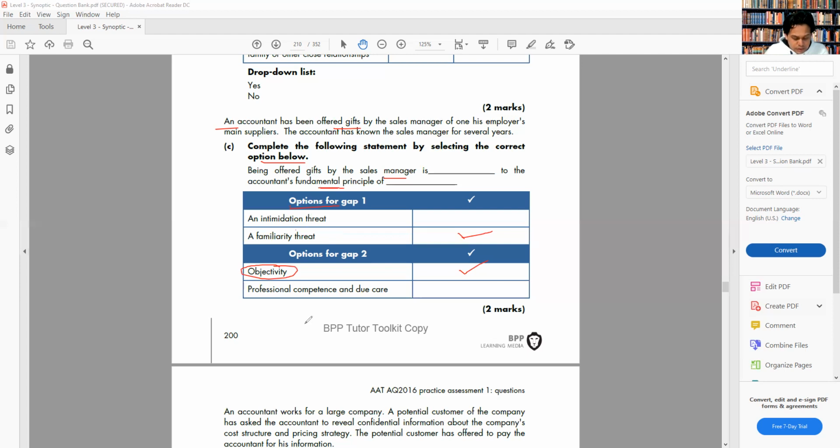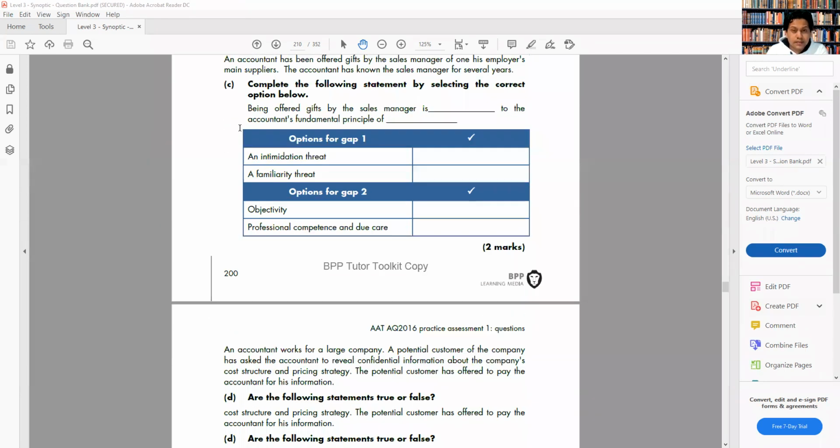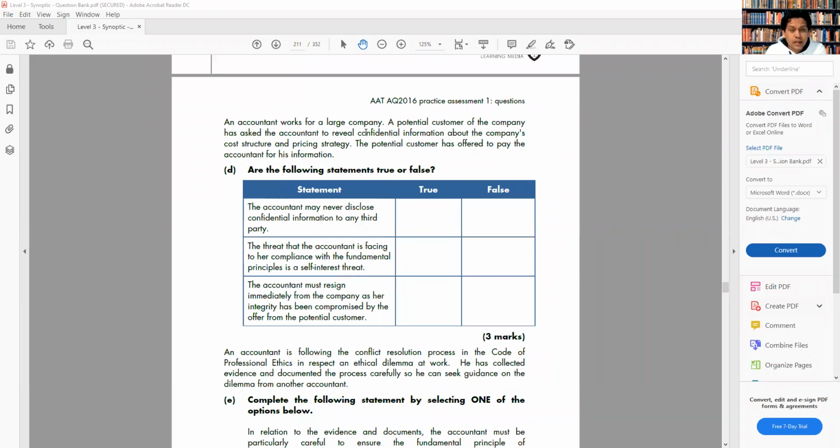All right, so move to the next one. The next one we have is from ethics. It says an accountant works for a large company. A potential customer of the company has asked the accountant to reveal confidential information about the company's cost structure and pricing strategy. The potential customer has offered to pay the accountant for this information. So basically, when you are the accountant, you have access to all this private and confidential information, and someone is offering, I'll pay you some money, can you give me some information?